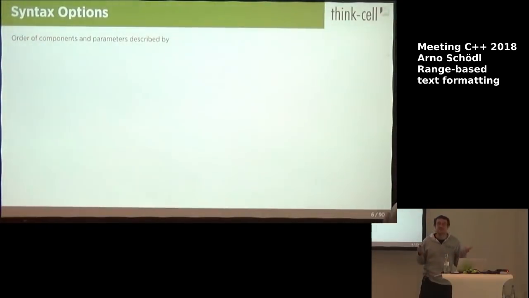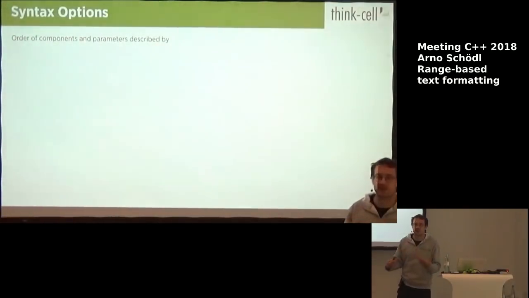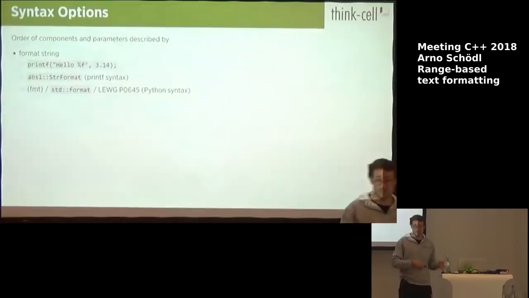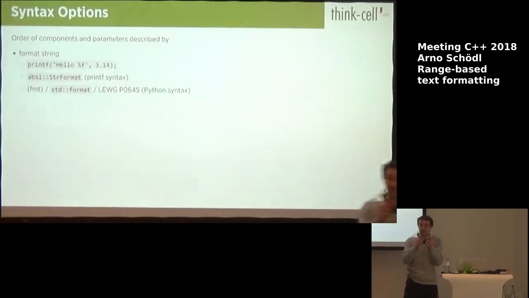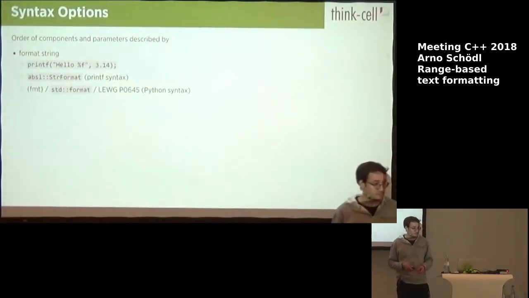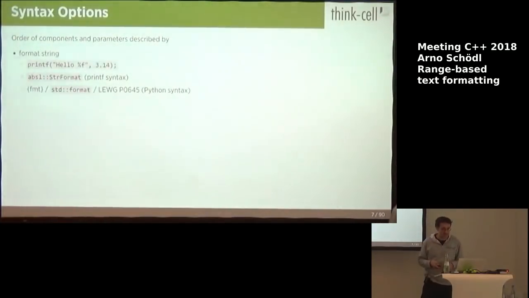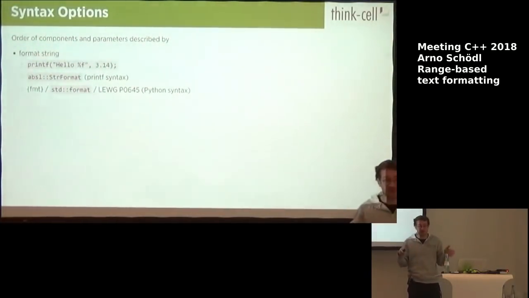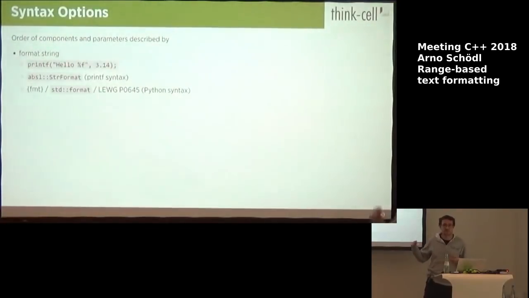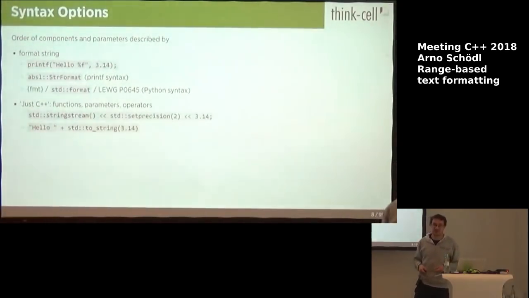Now, there are essentially two ways to describe how to do the formatting. One way is the format string. You supply some string which has some embedded symbols, like printf, or the AppStar library. Google is doing it the same way, or also the format library that may make it into the next standard, or not, I'm not sure what the state is. They are actually supplying format strings, and these symbols are being replaced then with components that you supply along with that format string. The other option is that you use what I call just C++.